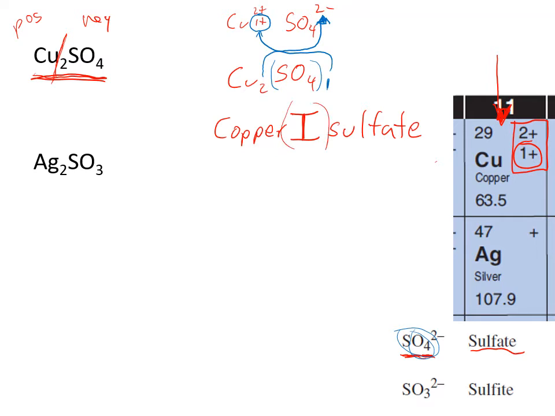So next one right here, we don't have NH4, so it's just going to be the first element that is the positive, and this is going to be the negative. Now, we look up where silver is. Silver is not multivalent, so it does not get one of those numbers. So we write down silver, and then we write down SO3, which happens to be called sulphite.